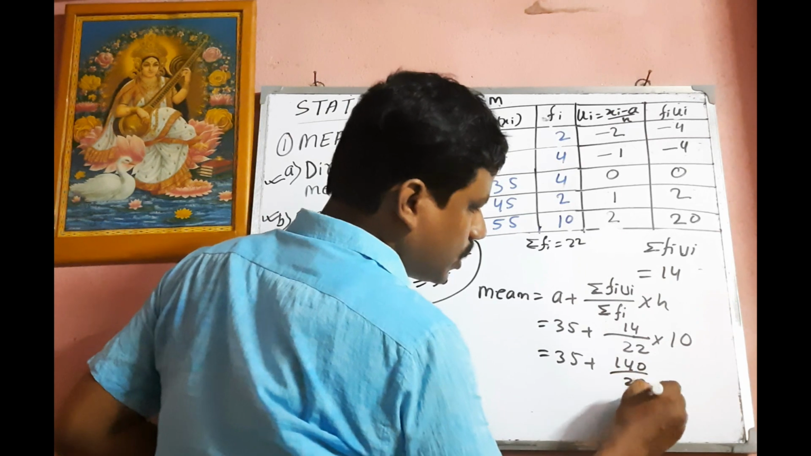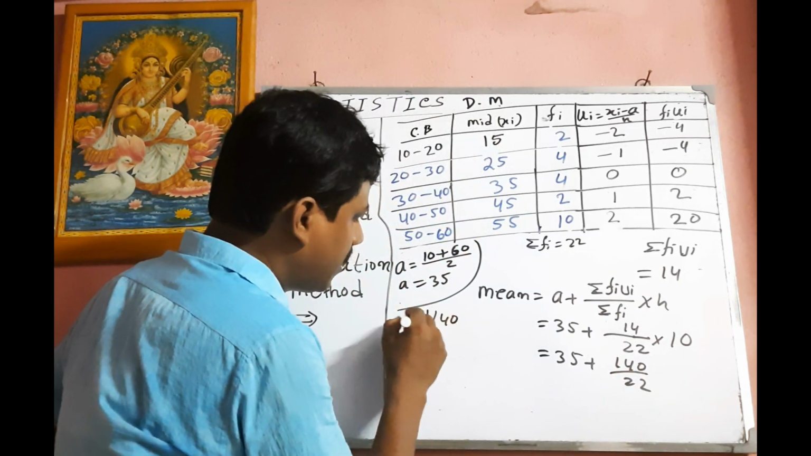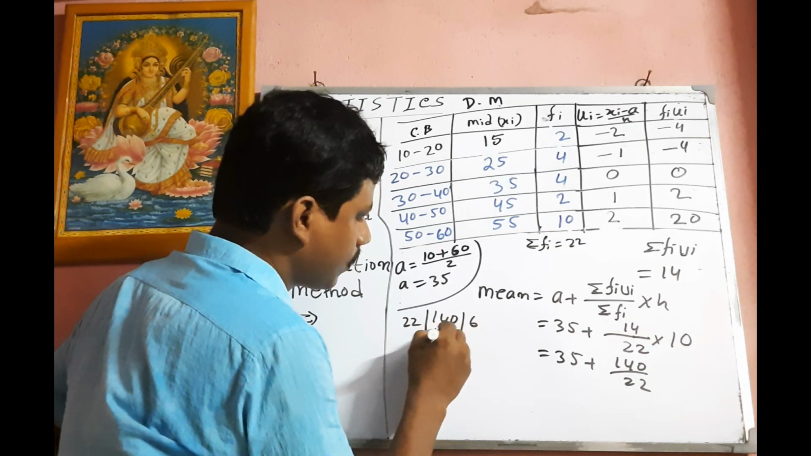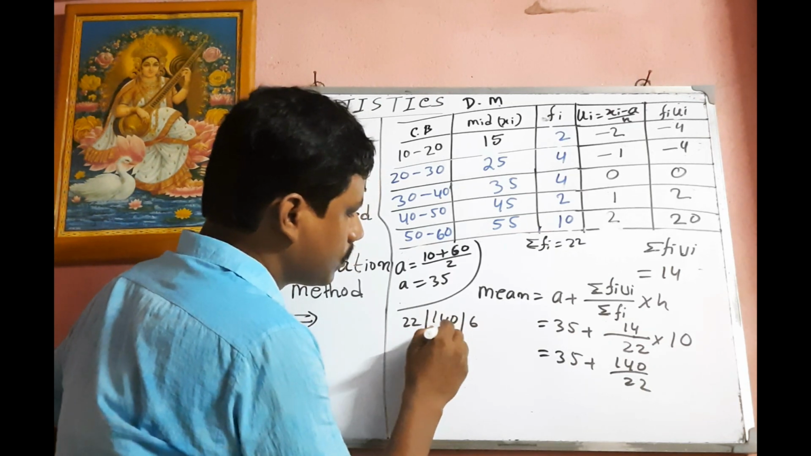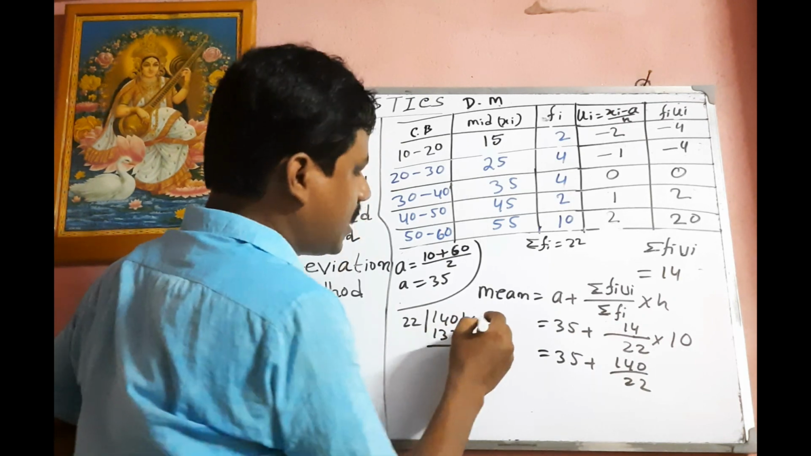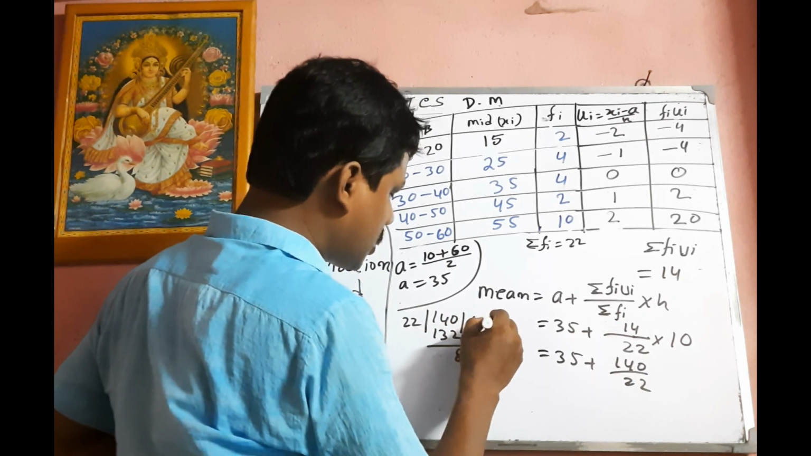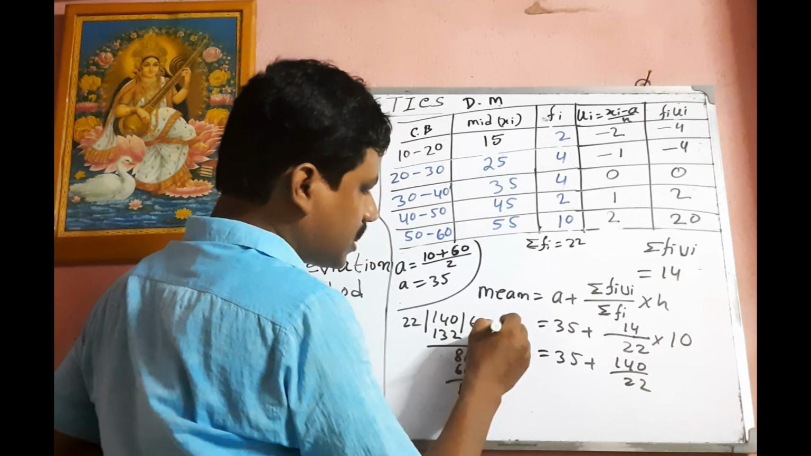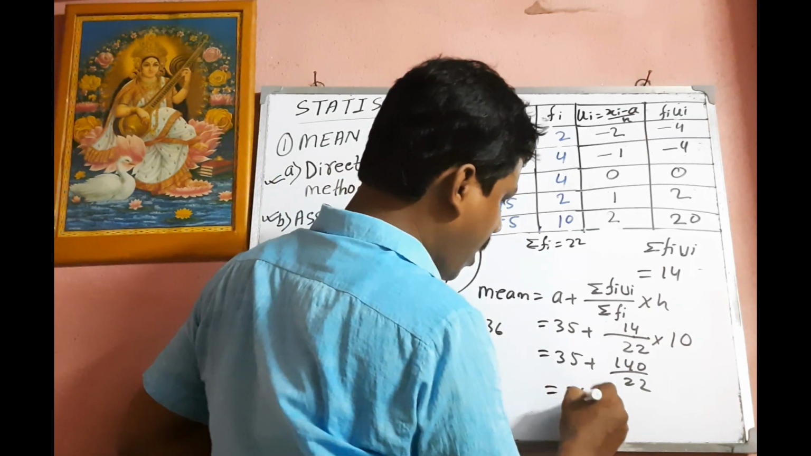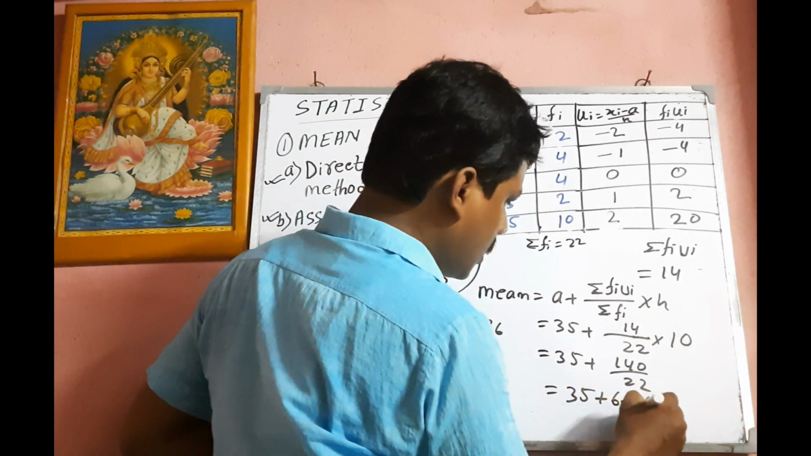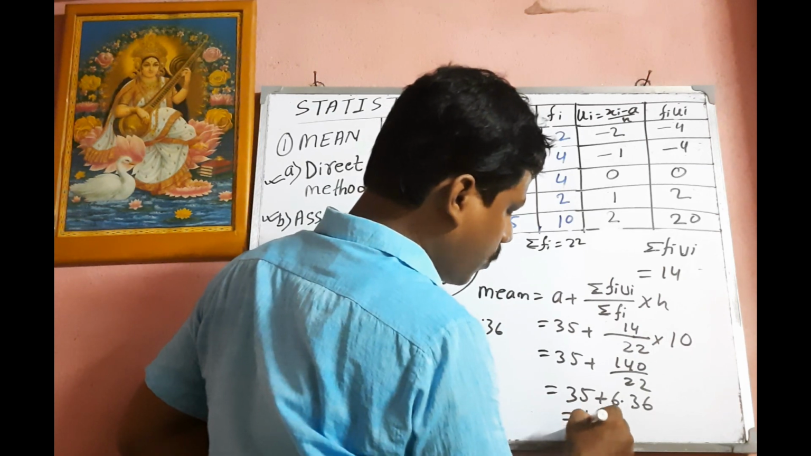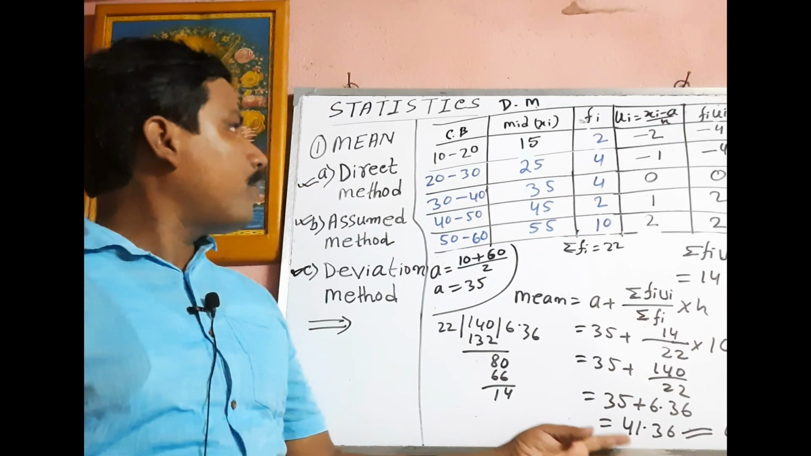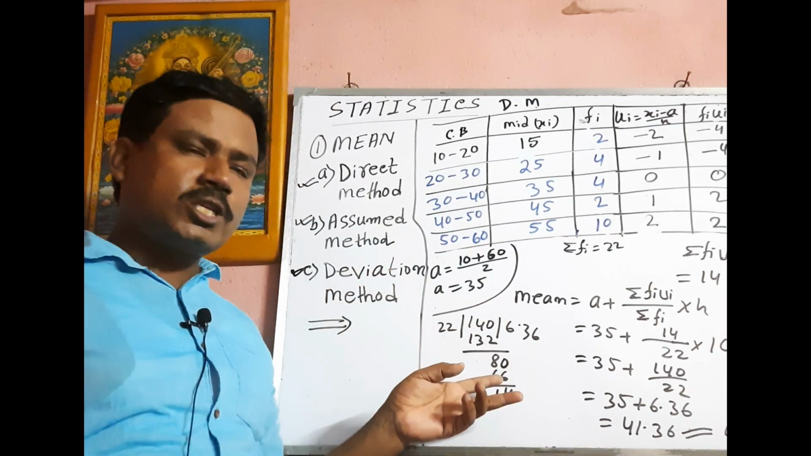140 divided by 22. 140 divided by 22: this is a 6, 132, and 8 is there, and the decimal point is there. This is 3, 66 is there, this is 14, and this is 6. That is 35 plus this one. So 35 plus 6.36 is 41.36. This is the mean using the deviation method.